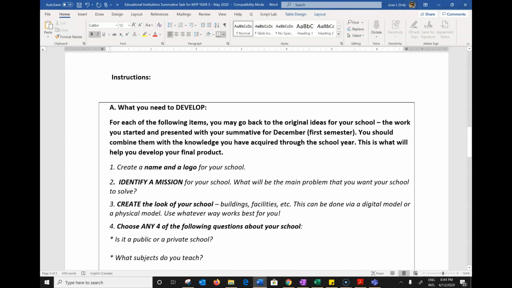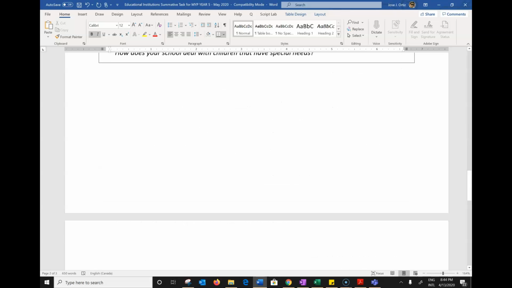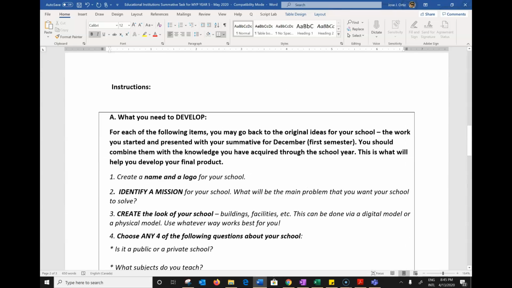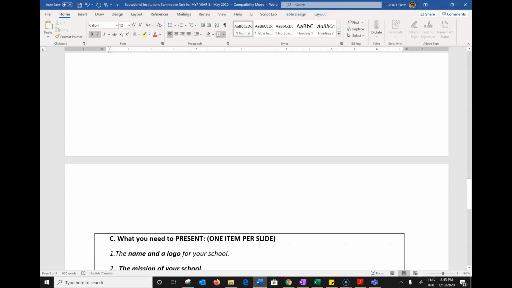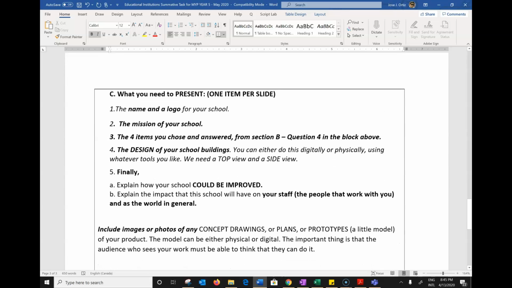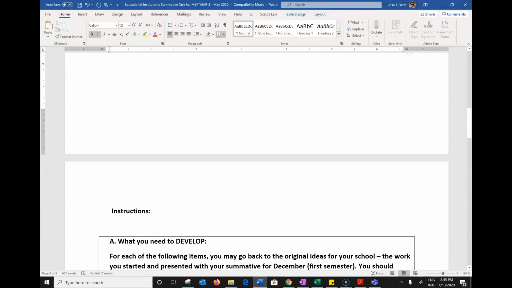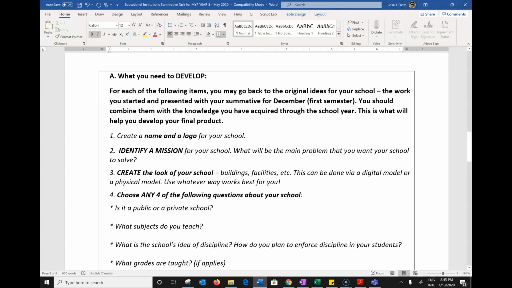Now, this is what you need to develop. What I did was, the section is divided into 2 blocks. Block A is what you need to develop, and block C is what you need to present. So, let's go back. Block A, what you need to develop.